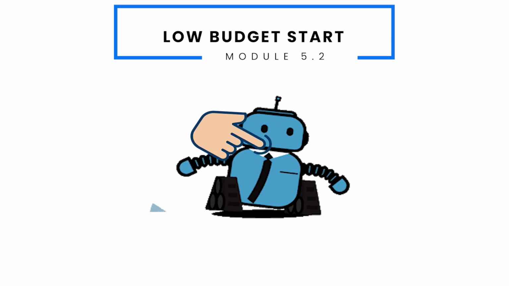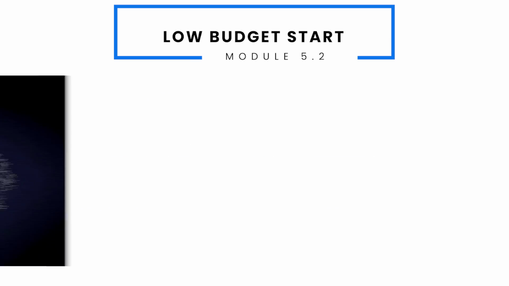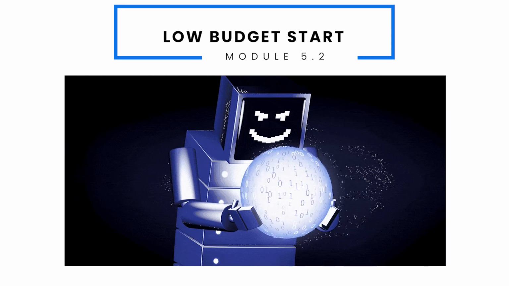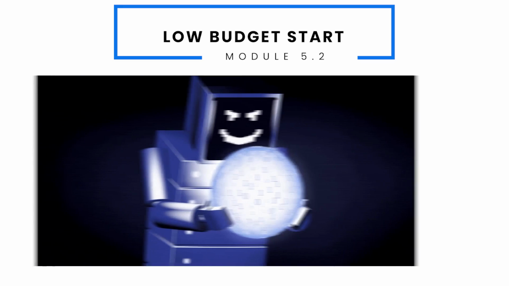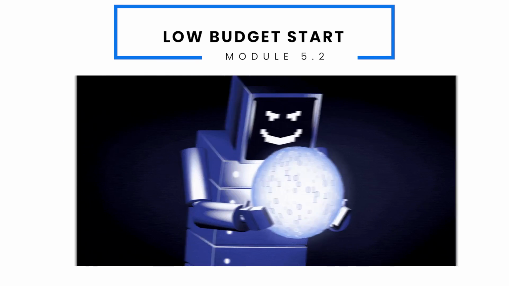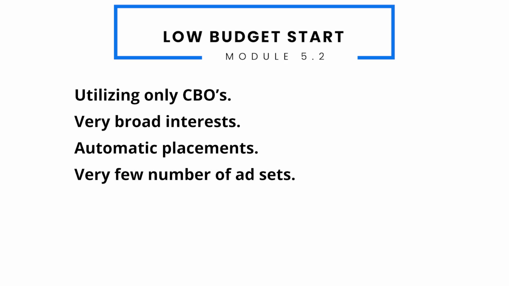Now, the reason why this new setup works so well is because we're utilizing more machine learning and ultimately giving Facebook more responsibility over how to utilize our budget. Facebook has made big improvements to their machine learning algo over the years, and I believe at this point, the machine is far superior to humans, which is why in this new method we're utilizing only CBOs, very broad interests, automatic placements, and a very few number of ad sets. 3 ad sets to be exact.